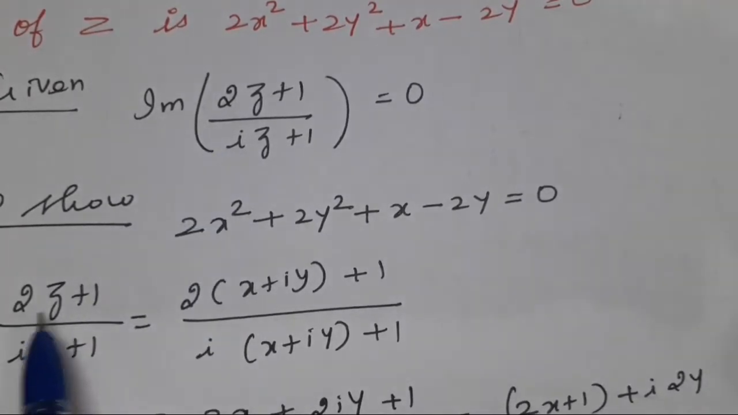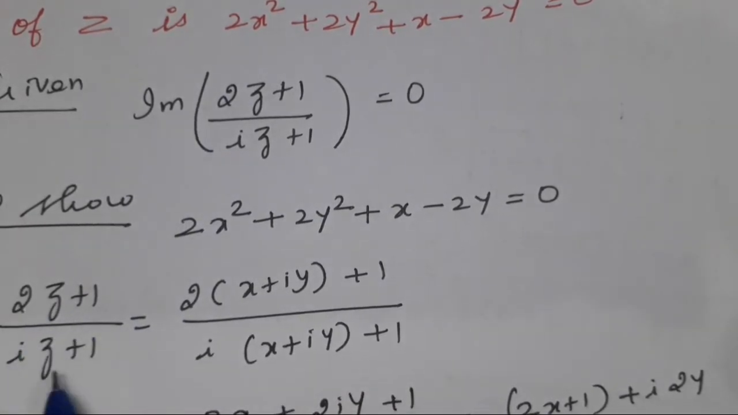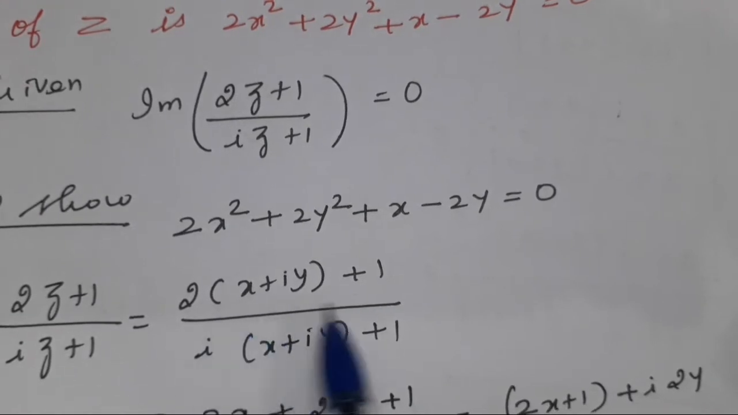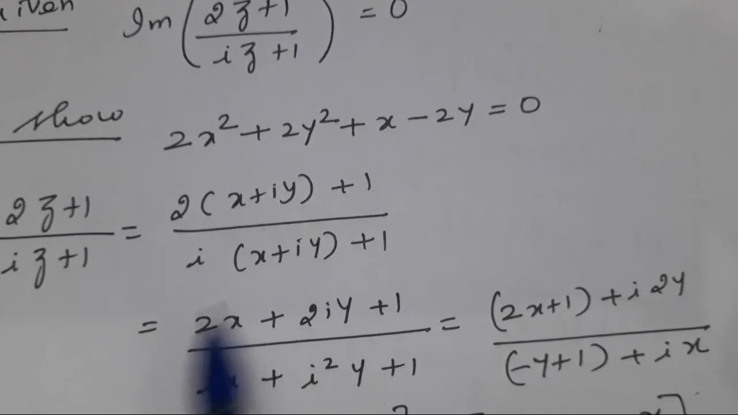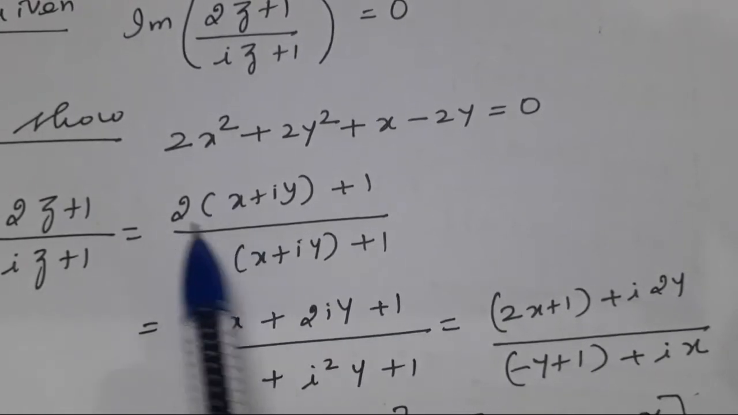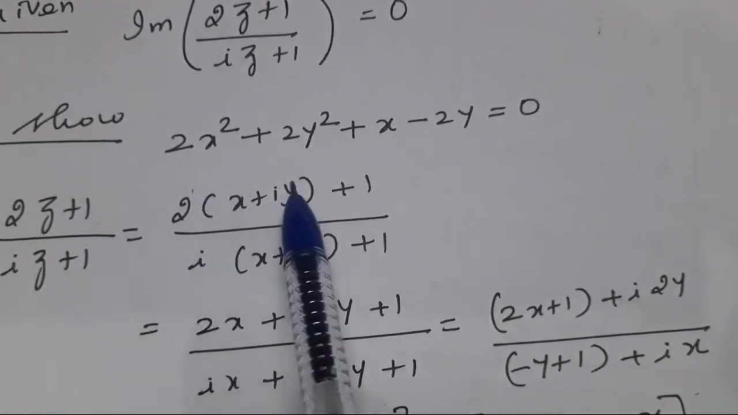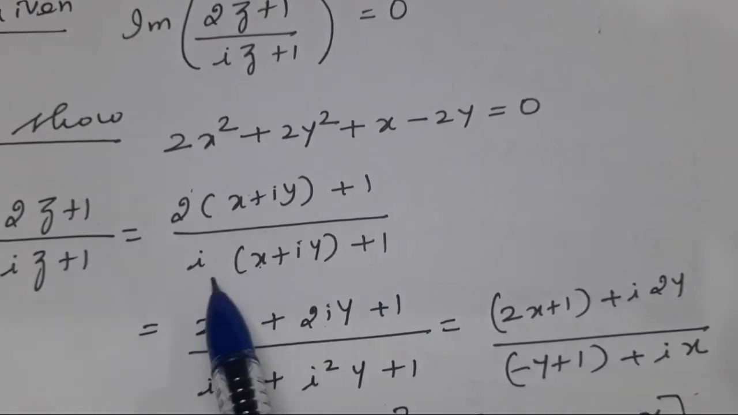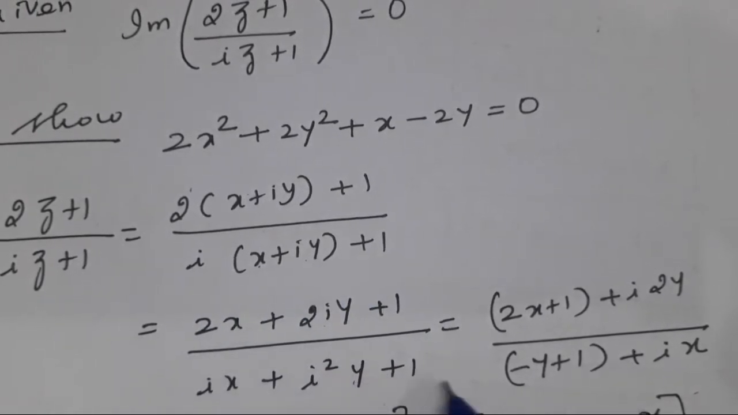First, we take the bracket value, 2z plus 1 by iz plus 1. Instead of z, we take z equal to the complex number x plus iy. So 2 into (x plus iy) plus 1, divided by i into (x plus iy) plus 1. Multiplying with 2, we get 2x plus 2iy plus 1 divided by ix plus i square into y plus 1.